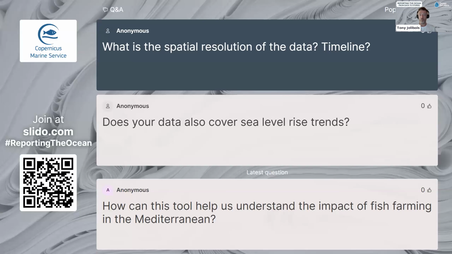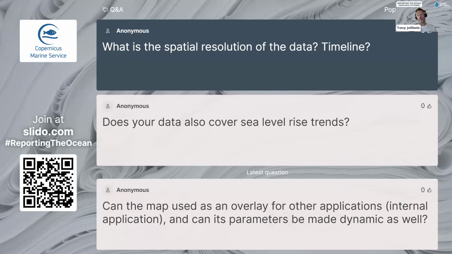In the catalog, you will access all the information on the data and notably the spatial resolution and the temporal resolution, which goes from hourly to yearly data and even indicators averaging the data on the whole period of the catalog.